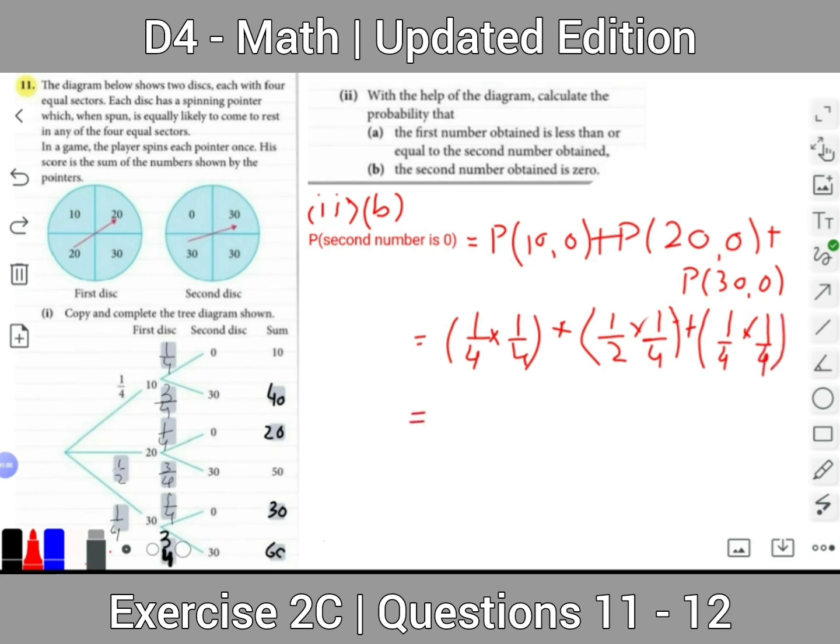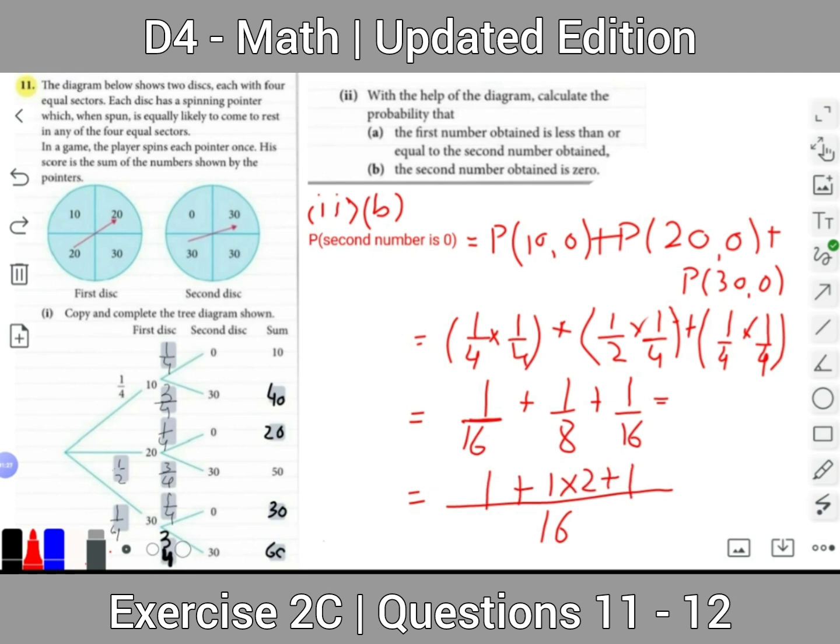Now after multiplication we will get 1 over 16 plus 1 over 8 plus 1 over 16. And if we get the LCM of 8 and 16, then we will get 16. So by using the butterfly rule, we have 16. 1 to 16 is 16, so here we have 1. 8 twos are 16, so here we have 1 multiplied by 2. 16 ones are 16, so here we have 1.